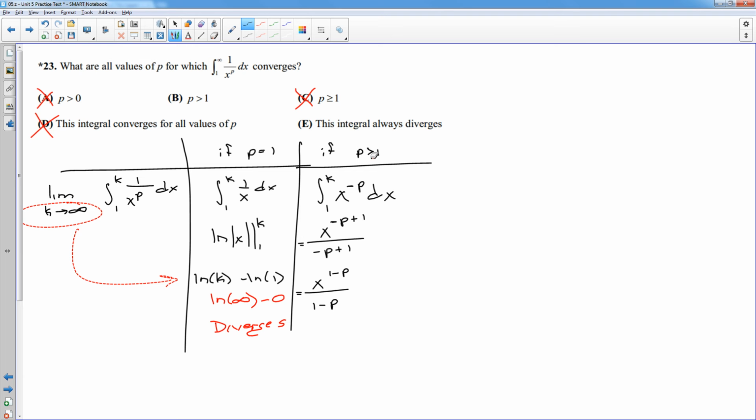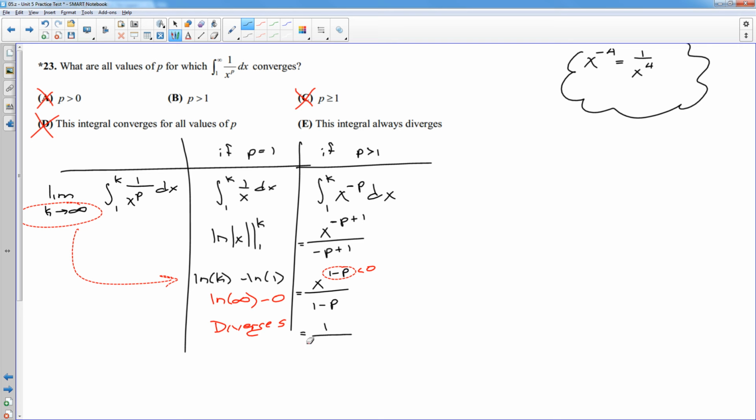Now I'm thinking if p is greater than 1, then 1 minus p is going to be negative. And that means I'm going to have something along the lines of x to some negative number. We'll say negative 4. Well, if I have x to negative 4, I generally think of that as 1 over x to the 4th. So I'm going to do the same thing here.